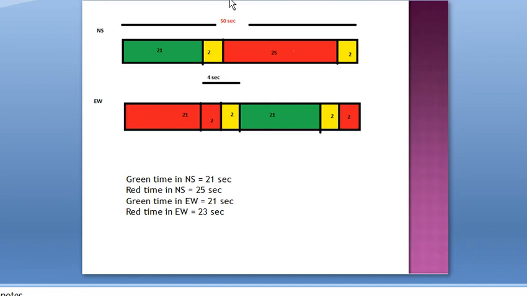So this is the procedure of drawing phase diagram. Okay, so by this problem I am winding up the signal design by Webster method. You try to do some problems, and if you have any doubt, please ask me. Okay, thank you.